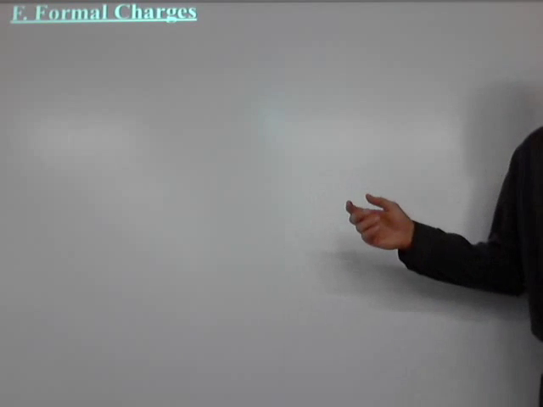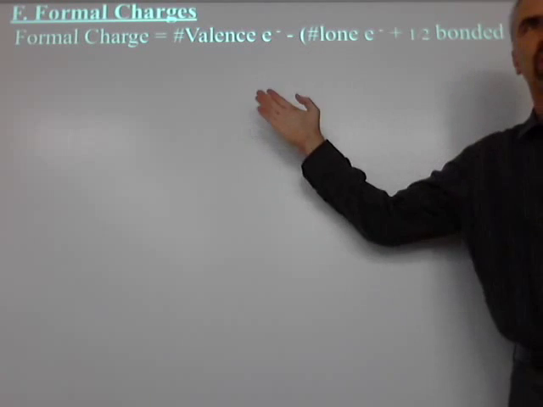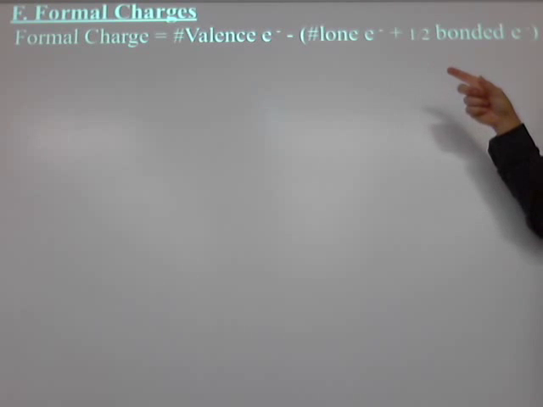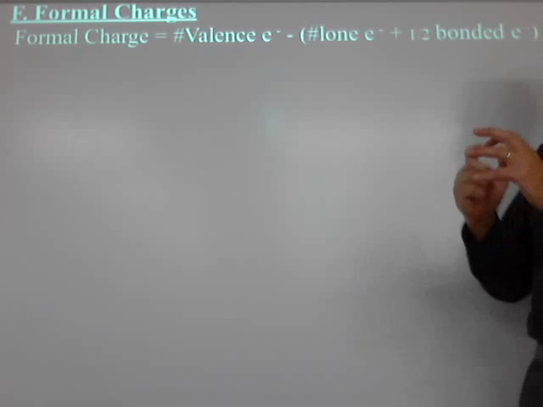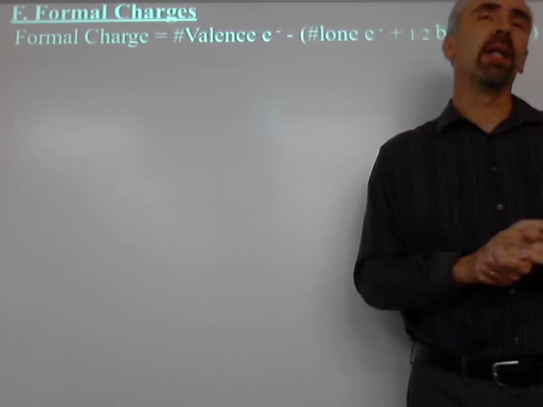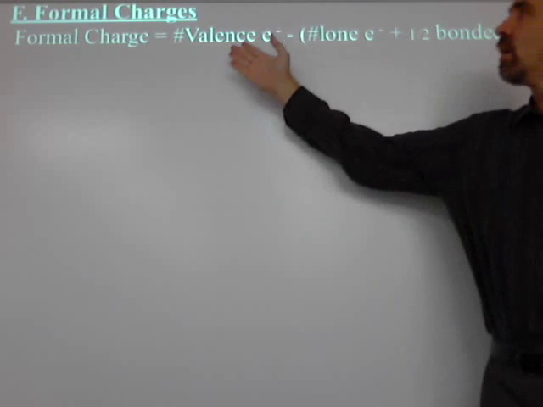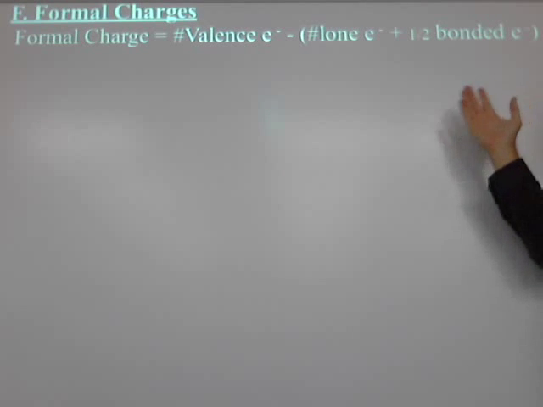Now, this will sound confusing, okay? Watch. Obviously you have it written there, but formal charge equals the number of valence electrons in an atom minus the number of lone electrons and half the number of bond electrons divided by the square root of pi over the irrational number. I'm kidding. But it really does sound kind of confusing, right? You've got the valence electrons minus, what the heck, lone electrons plus half the bond electrons.